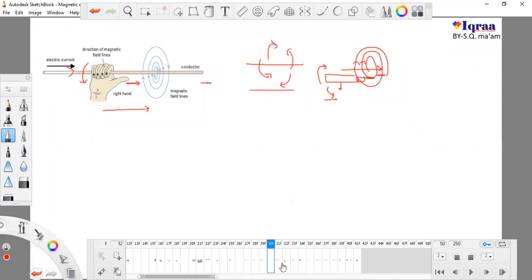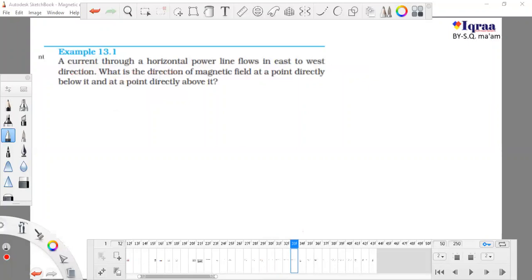Now we are going to do a question. So this is our question. First of all, the question is: the current through a horizontal power line. The power line is horizontal. What is the meaning of power line? Have you seen wires which flow electricity? That is a power line. So this power line flows electricity from east to west. This is my east and this is my west. So in this way current is flowing.